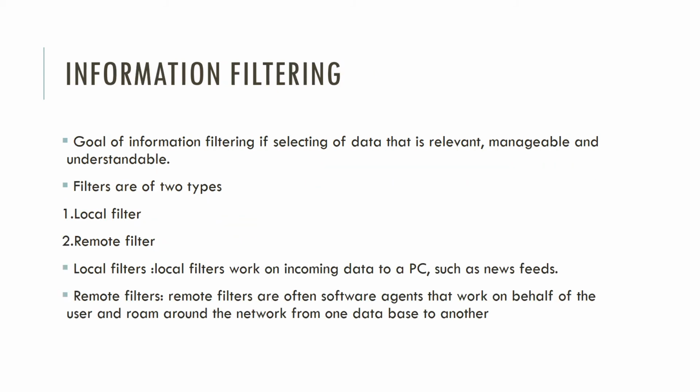Here comes information filtering. The goal of information filtering is selecting data that is relevant, manageable and understandable. Filters are of two types: local filter and remote filter. A local filter works on incoming data to a PC, such as a newsfeed, whereas remote filters are often software agents that work on behalf of the user and roam around the network from one database to another.